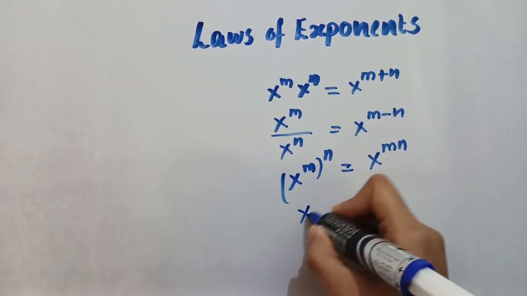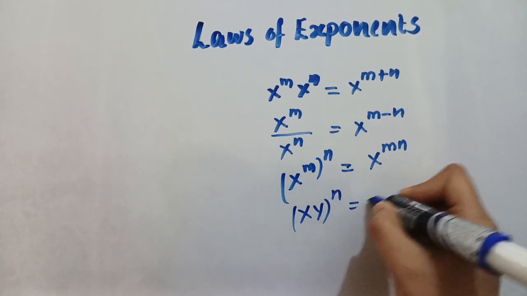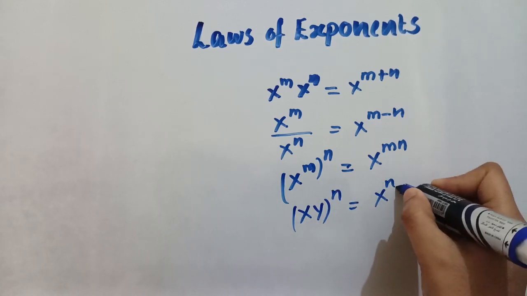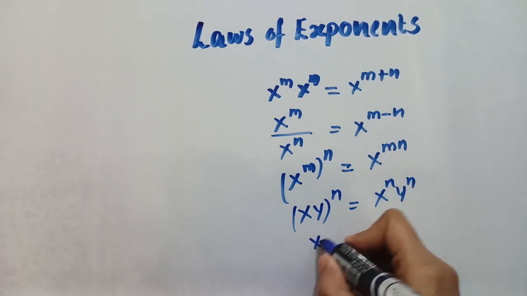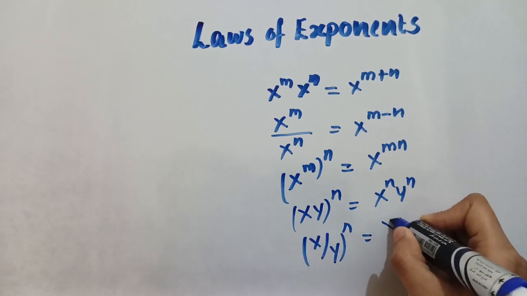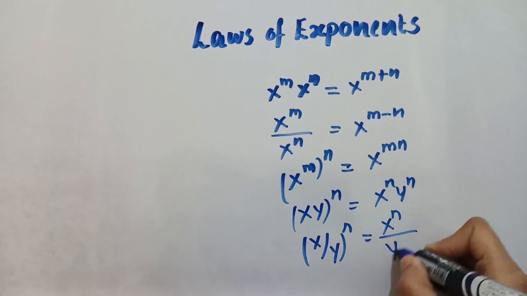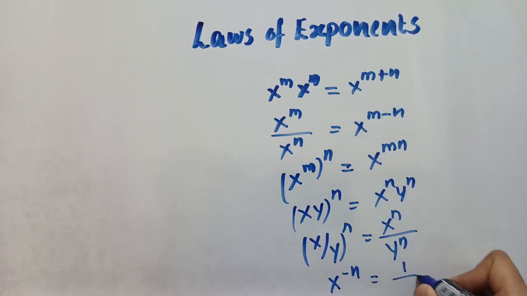Next, (xy) all raised to n is equal to x raised to n into y raised to n. Then (x by y) all raised to n is equal to x raised to n by y raised to n. Last, x raised to minus n is equal to 1 by x raised to n. These are the laws of exponents.